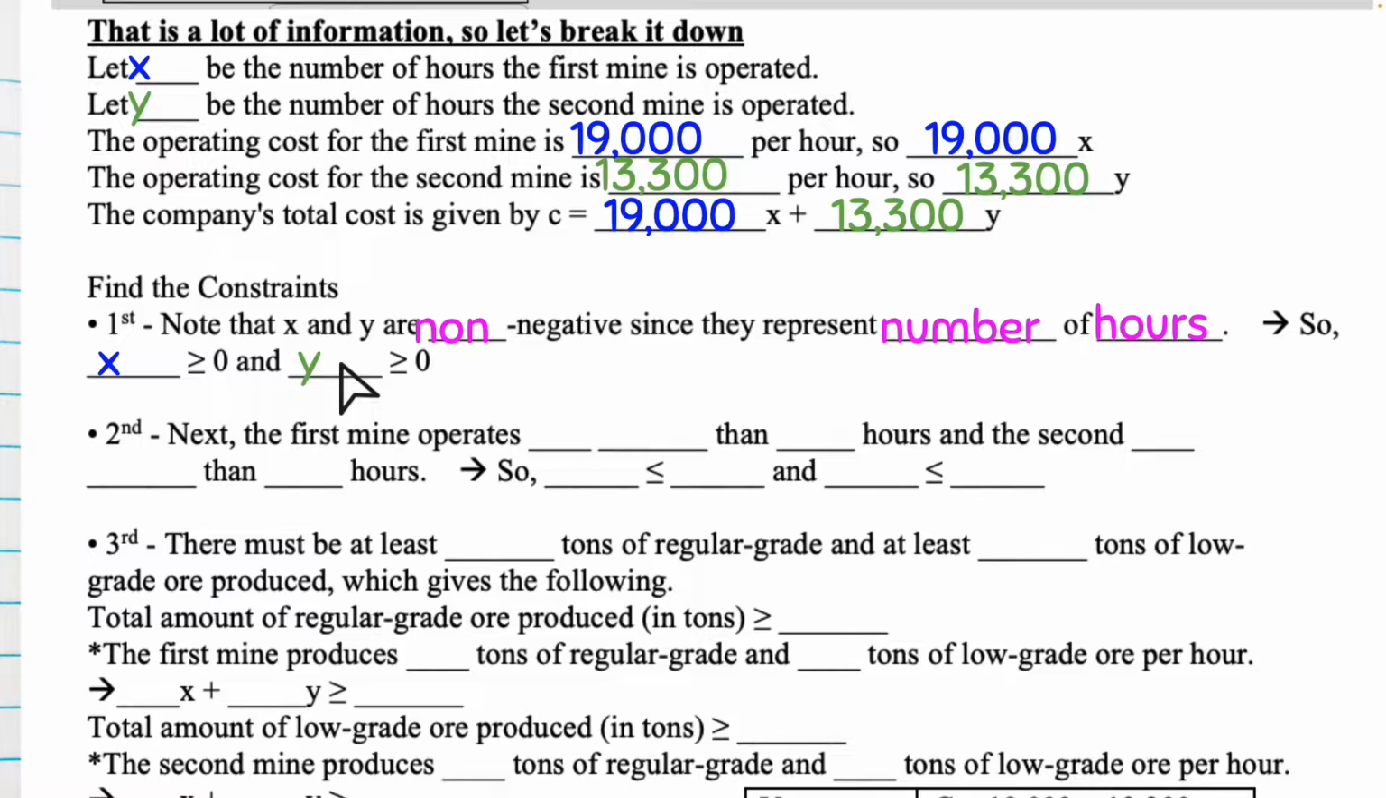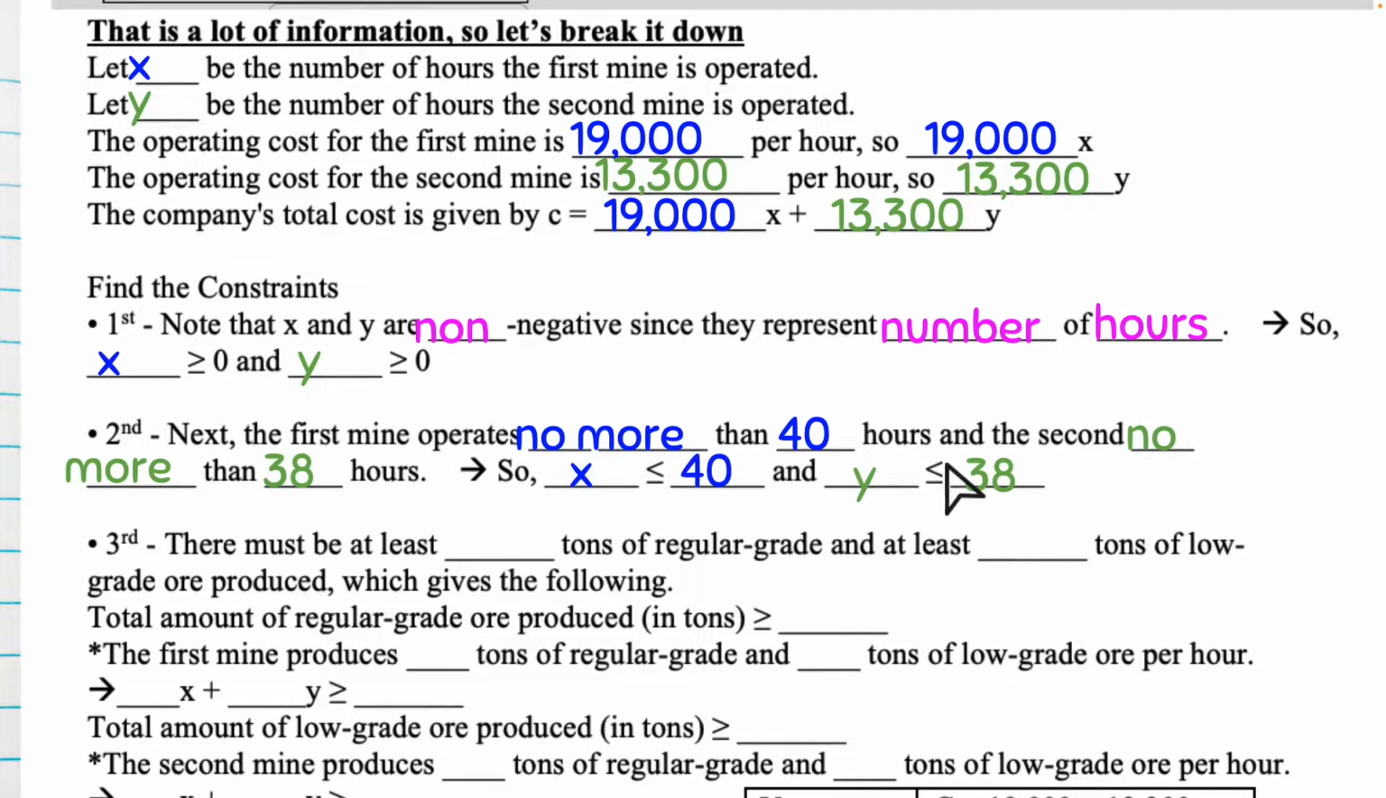The second thing is the first mine operates no more than 40 hours. That was one of the pieces that I underlined up above. That was one of the constraints they gave me. And the second mine operates no more than 38 hours. That was another piece that we had underlined up above. So we also know there are constraints on the minimum for the hours, but there are also maximum hours. So X has to be less than or equal to 40 and Y has to be less than or equal to 38. So I already have 4 constraints here. These are 4 different lines that I'm going to have to graph.